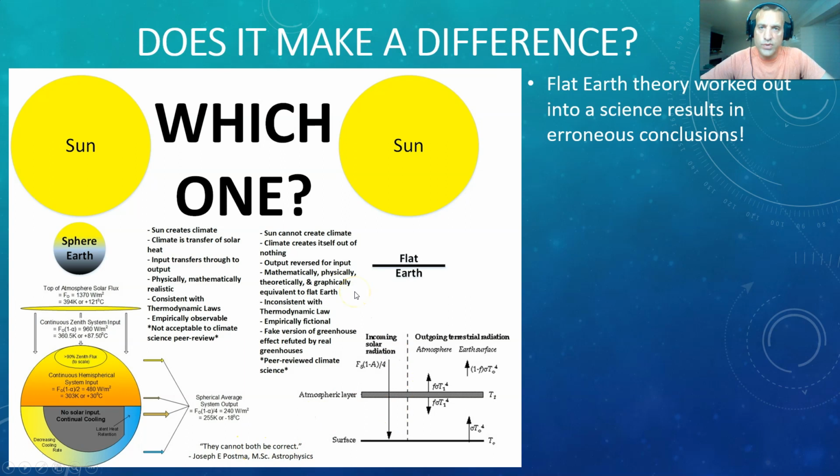So what are the consequences? There's mathematical consequences which are different than if you treat the Earth as a sphere. So what are the differences? If you treat the Earth as a sphere, the math works out that the sun creates the climate. Now, if you use what they're doing in climate science and in standard science, the way that the math works out, and I demonstrate this in my books, why the math works out this way, it works out that the sun doesn't create the climate.